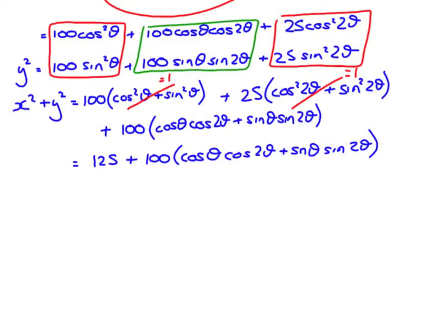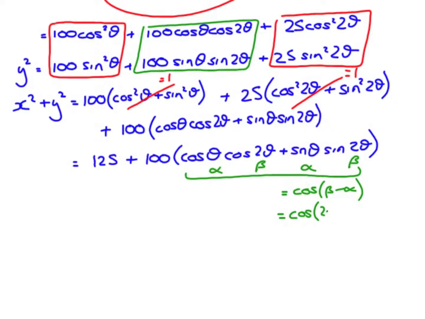The first way is to use your compound angle formulae. If we think of theta as alpha and 2 theta as beta, then you'll be able to see from the formula book that sine alpha sine beta plus cos alpha cos beta is the same as cos of beta minus alpha, and that will all simplify down to just be cos theta.